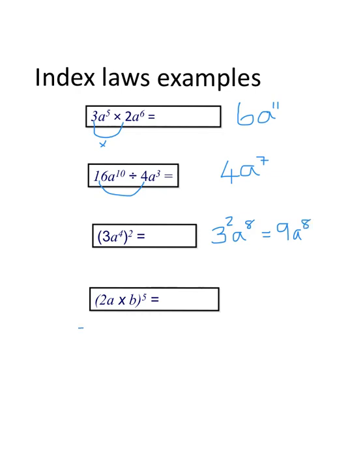With this question here, I would write that as 2ab all to the power 5, and using the same rule as I did in the previous question, that would give us 2 to the power 5, a to the power 5, b to the power 5, and 2 to the power 5 would give us 32a to the 5, b to the 5.